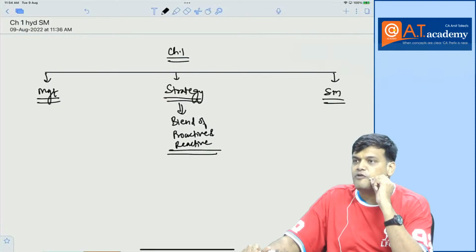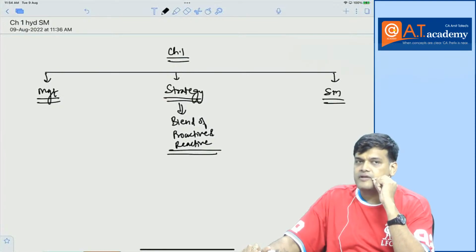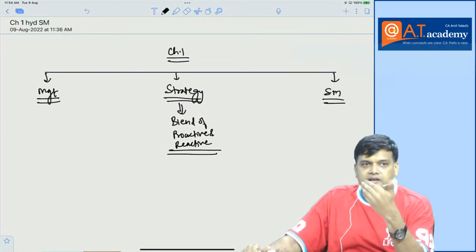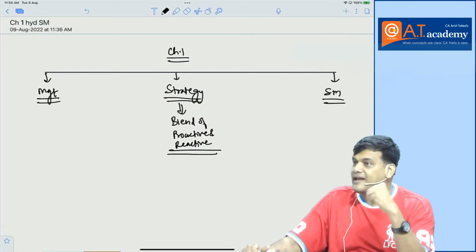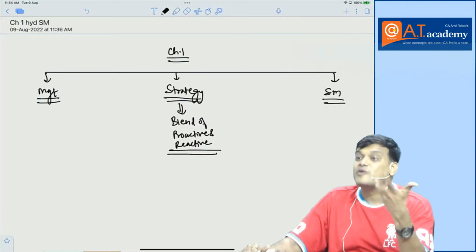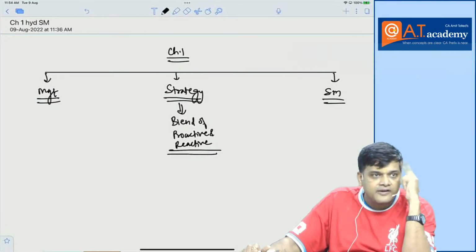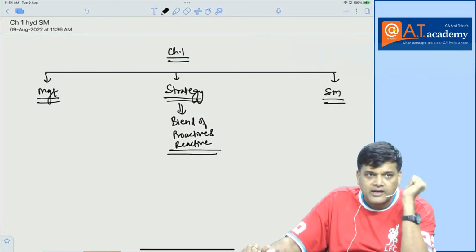Can strategy be flawless? Can strategy be completely correct? Can strategy be completely accurate? Therefore, you need to understand strategy can never be flawless, can never be optimal, can never be correct, can never be accurate. Remember this point. Everybody clear?